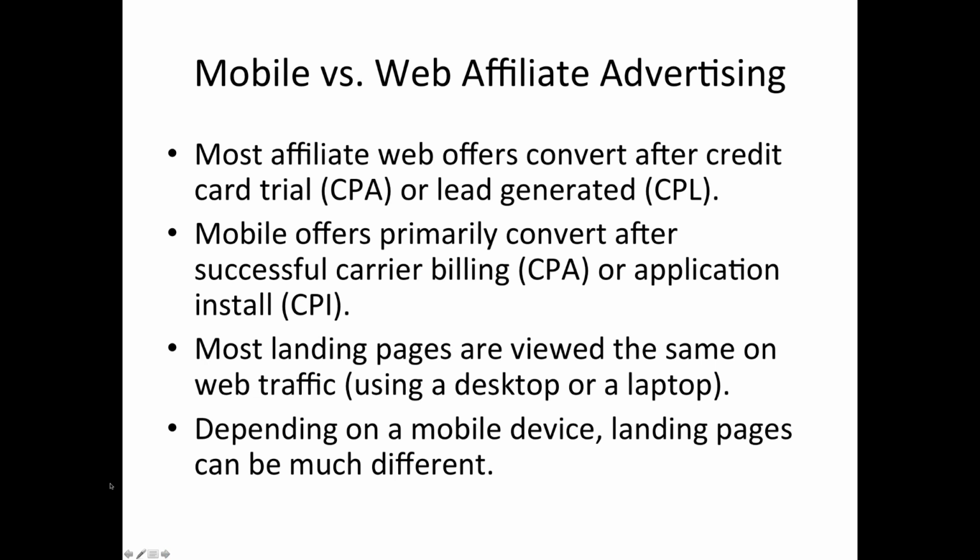Okay, so most web affiliate offers convert after a credit card trial or a successful sale or a lead generated. It pretty much goes into one of those categories for the majority of offers that are out there nowadays. Mobile offers, on the other hand, a lot of them, especially in the affiliate realm, convert after successful carrier billing or application install. So after the user becomes a successful subscription or purchases a piece of content, that's when the pixel fires. Or when they install an application and run that app for the first time, then the pixel fires. So it's different from the web in that aspect.